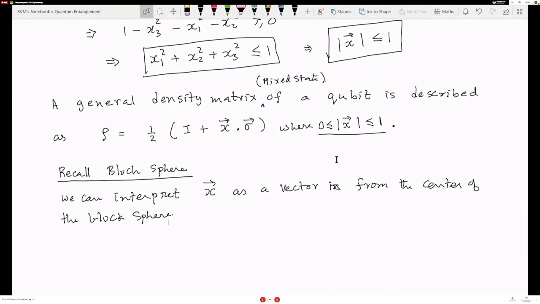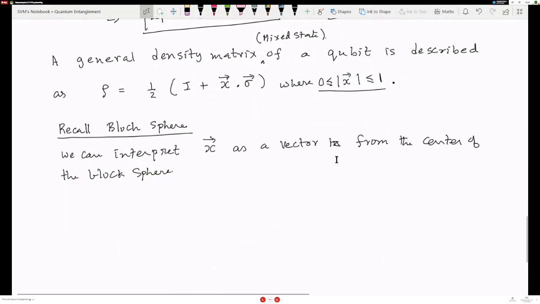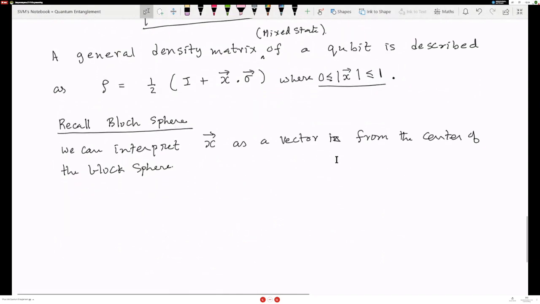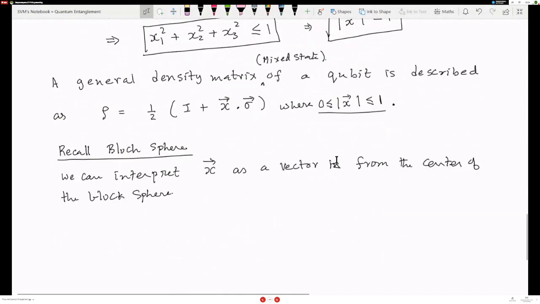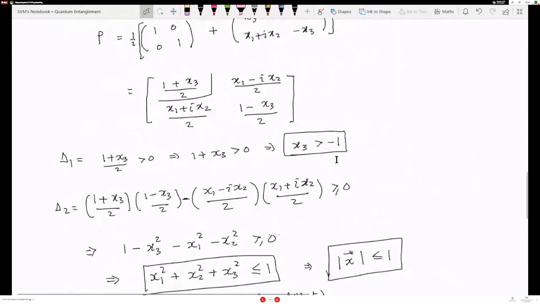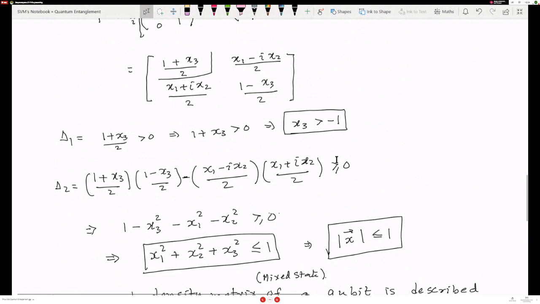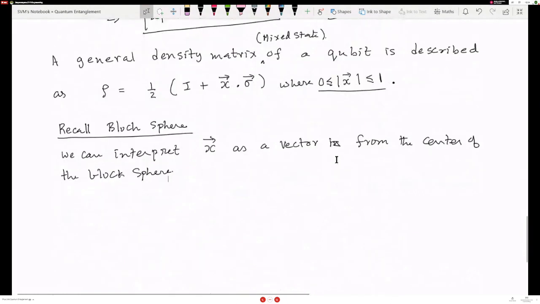Okay, that is related to the length of the vector, like a norm of a vector. Yeah. So now you can see that one thing. So why am I interpreting it like this?